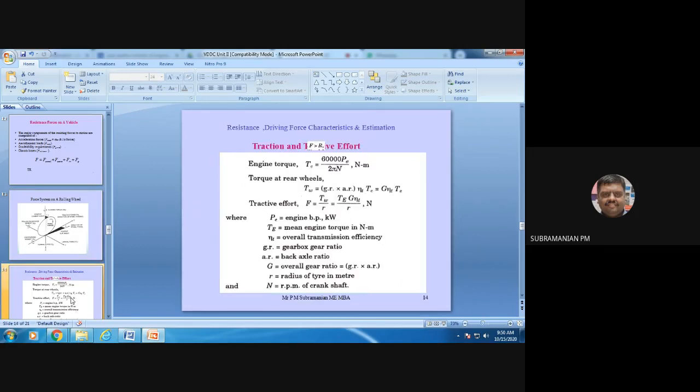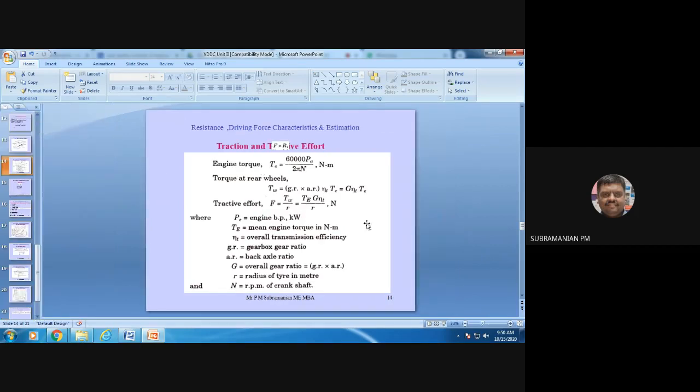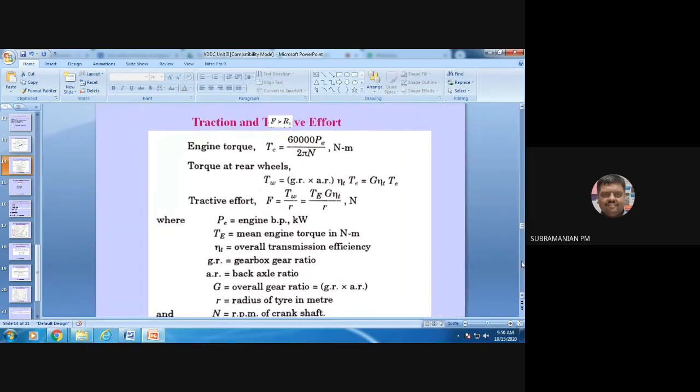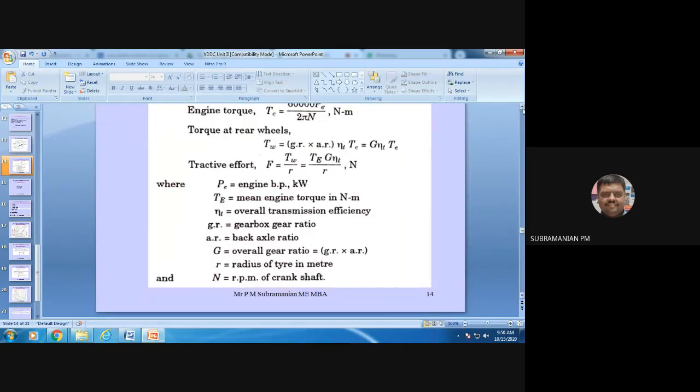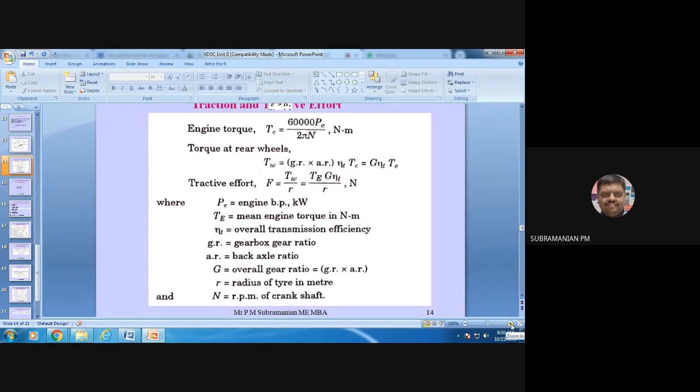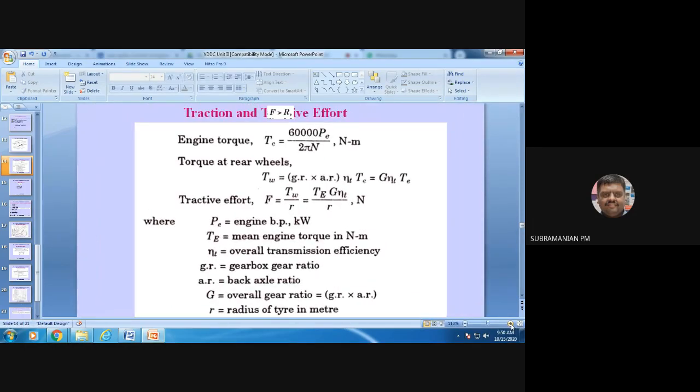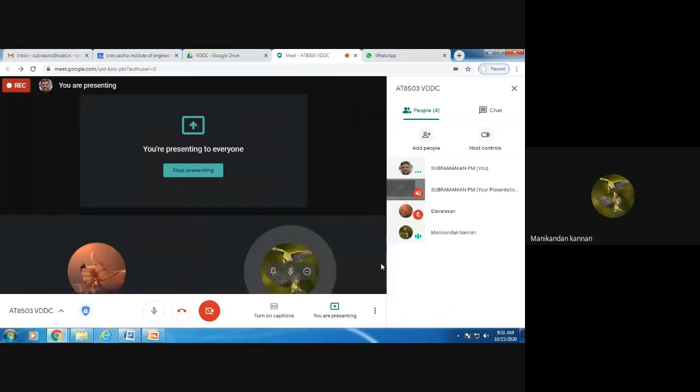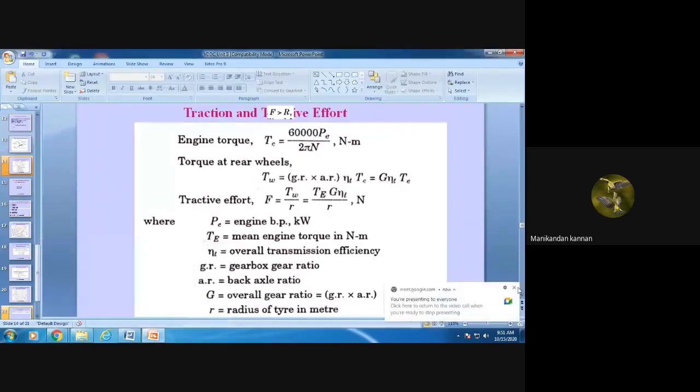Okay. Next, we are referring to Automotive Mechanics by Giri. This is the formula. You have to remember this formula for the examination. For solving the problem, you have to refer to this formula. Are you able to see this slide? Because this is very, very important. Ilavarasan, Manigandan. Okay. Yes, sir. See now, you need not see all the things. You see my cursor movement, that will be sufficient.